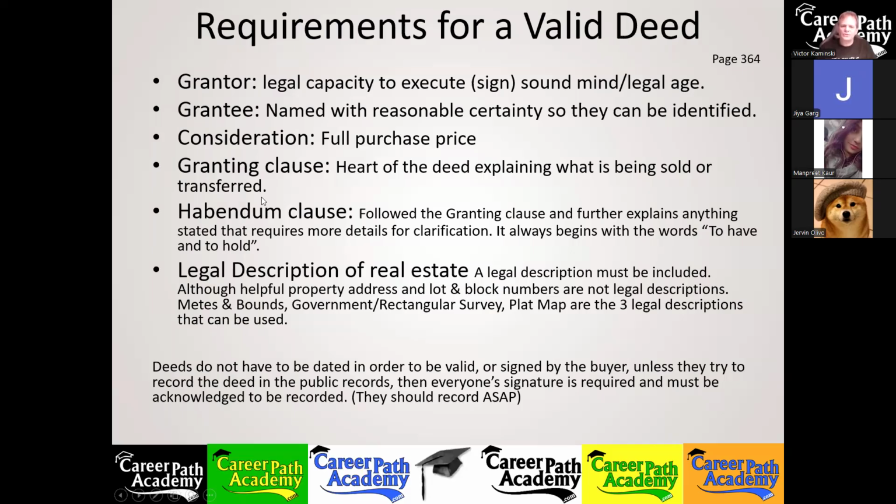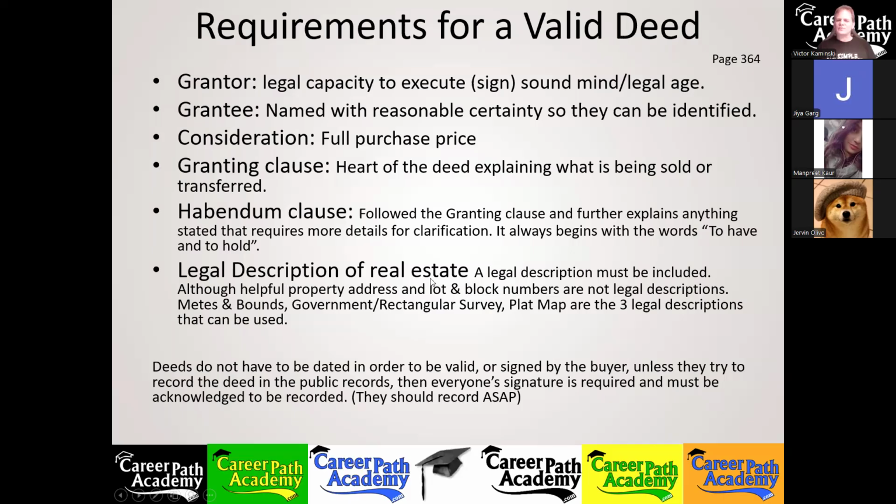And a habendum clause usually follows the granting clause. It explains anything that was maybe mentioned in the granting clause that requires further clarification. And it always begins with the words "to have and to hold." So I kind of mispronounce this one to remember it. It's the "have been to hold" clause. The habendum clause is the have-been-to-hold clause. That's the way I remember that one. It begins with the words "to have and to hold."